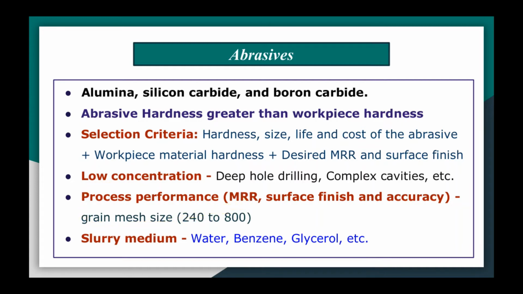Okay, normally the mesh size selected for the USM process ranges from 240 to 8000. Okay, then the slurry medium, the abrasive carrying medium, normally selected is water, then benzene or glycerol. And a low viscosity material or liquid like water is recommended, so that it can reach the fine details or the complicated shapes easily.